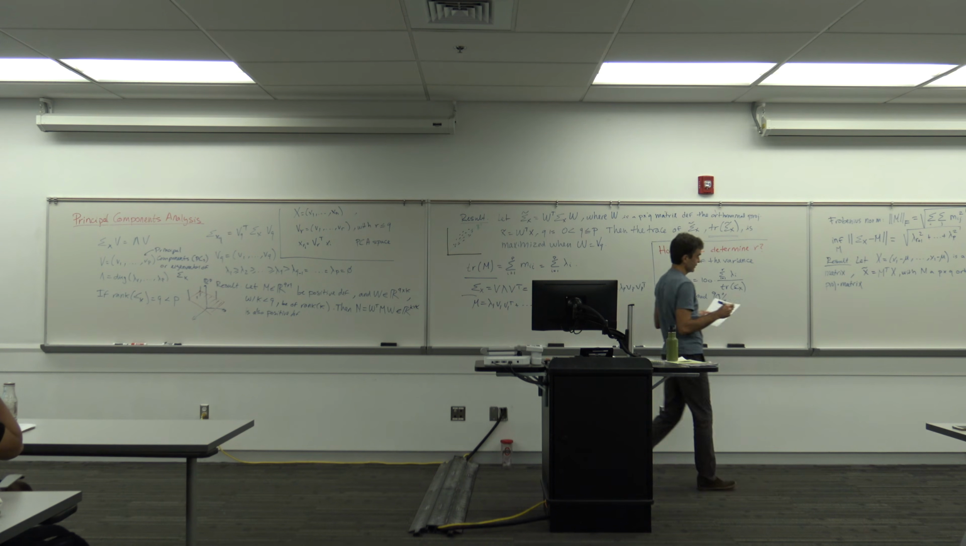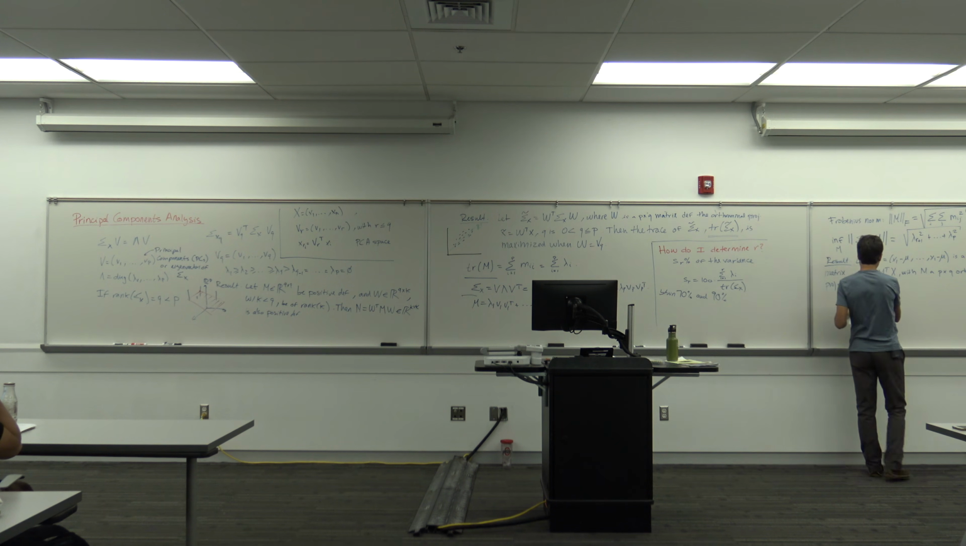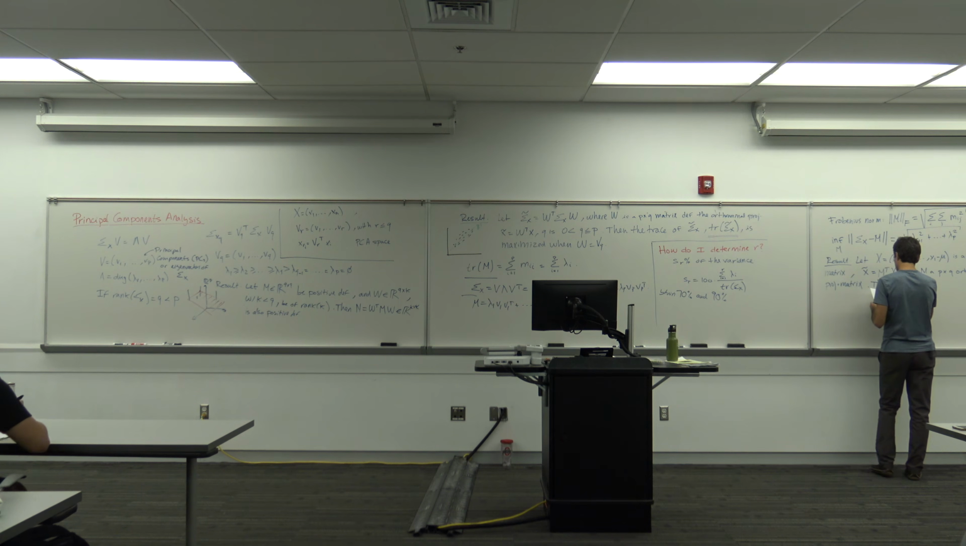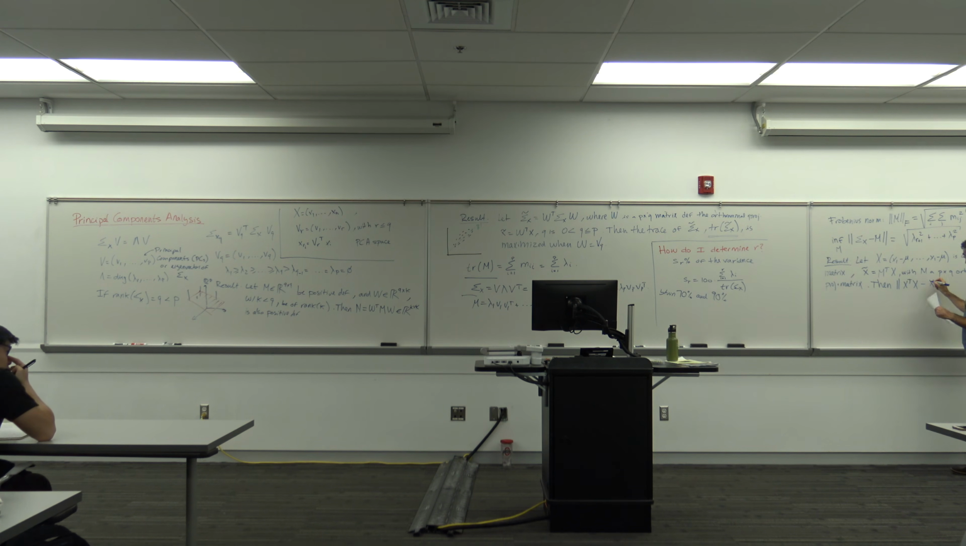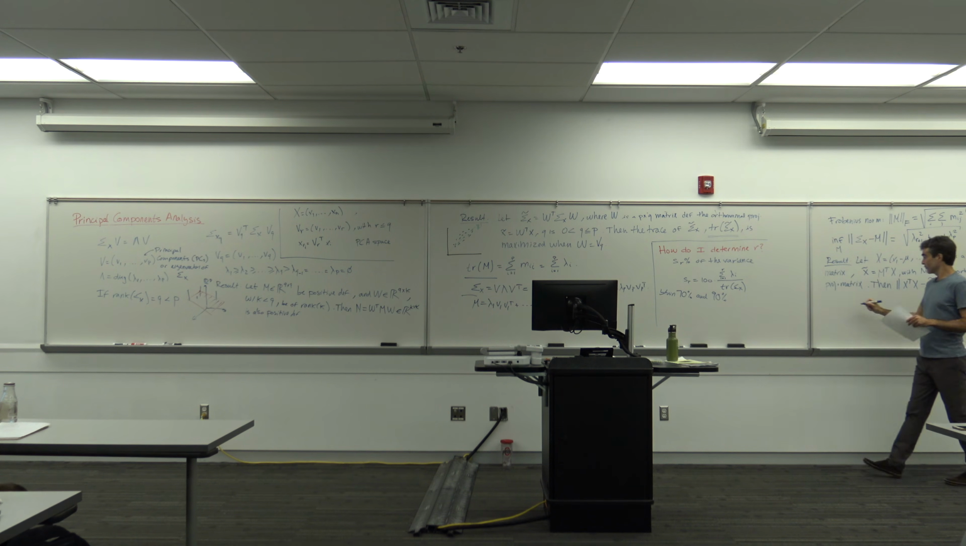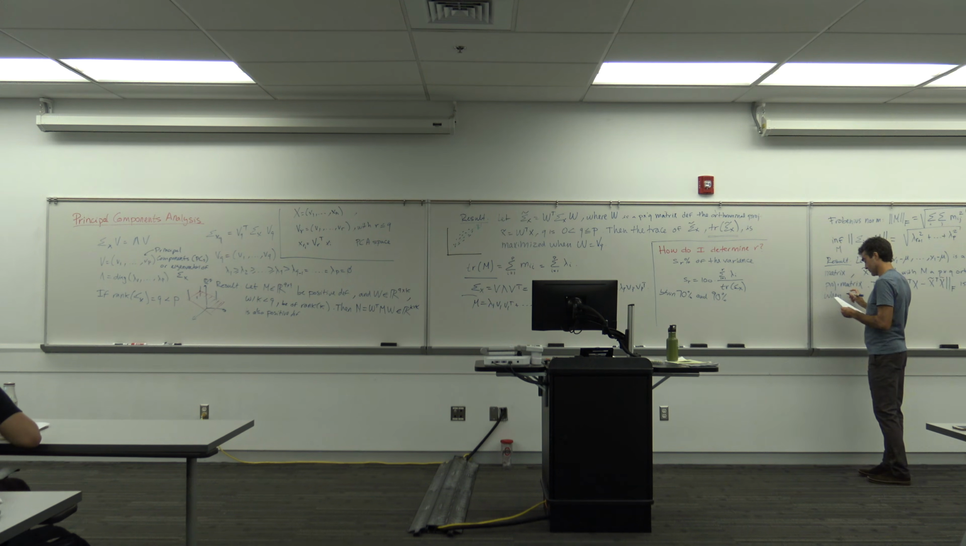Then the Frobenius norm of X transpose X minus X tilde transpose X tilde is minimized when M is equal to VR.